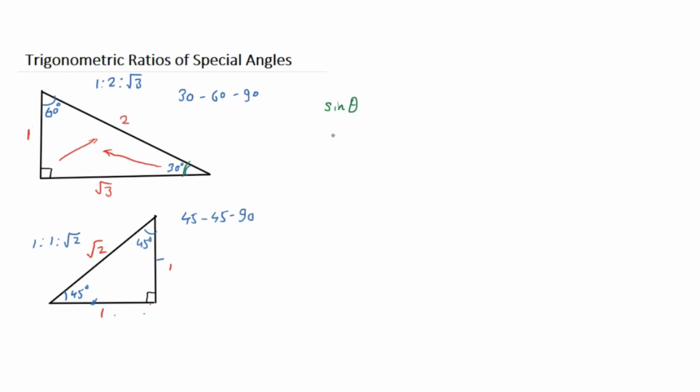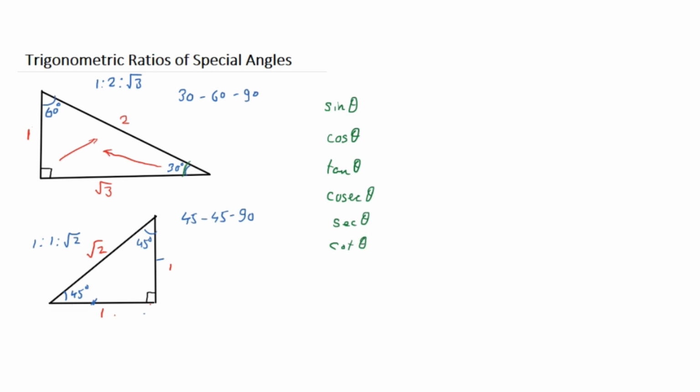So let me just write it as sine theta. The other ratio that we need is cos theta, or cosine theta. The third is the tan theta, or the tangent theta. Fourth is the reciprocal of sine, which is the cosecant theta, or cosec theta. The reciprocal of cos is the sec theta, or secant theta, and the reciprocal of tan is going to be cotangent theta, or simply cot theta.